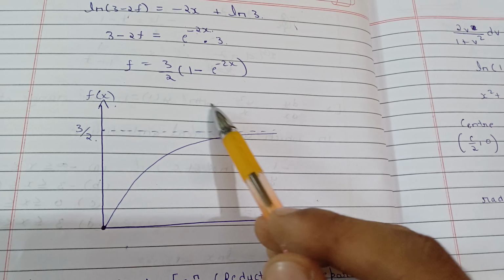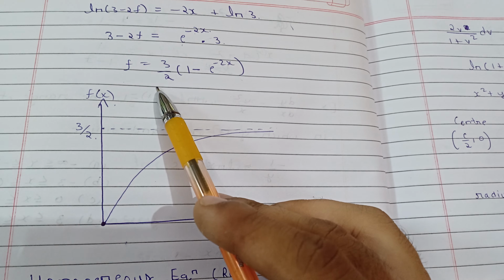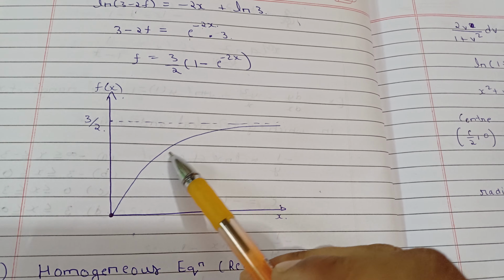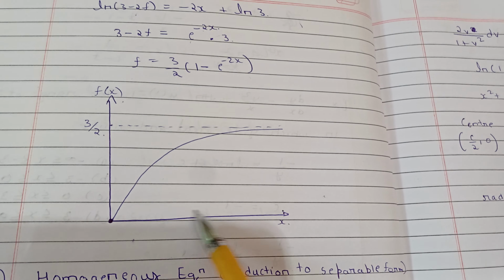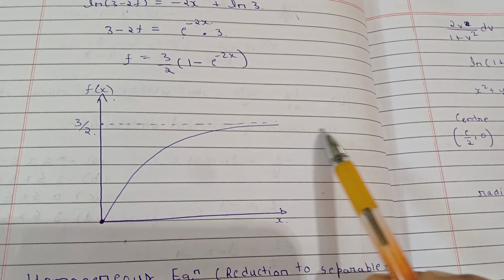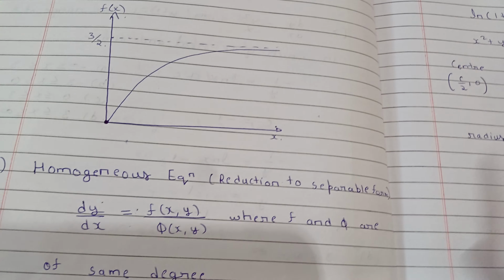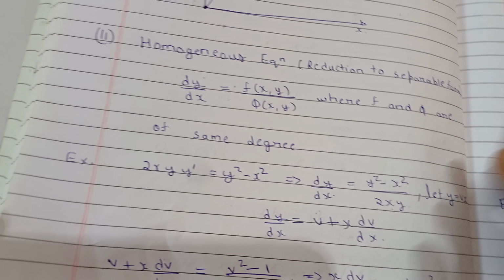1 upon infinity will give you 0, so at infinity it will be 3 upon 2. So this curve will tend to 3 by 2 as x tends to infinity. So this type of curve you will get. This kind of question can be asked in the exam.